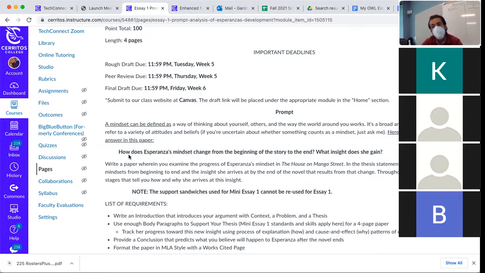Julissa, it looked like you were focusing on this question here in the center. How does Esperanza's mindset change? And that is, I think, the first thing we should put here in action. Answer the question in bold, okay? When you get lost or stuck or you have writer's block, go back to the prompt and look at what is the central question that your paper has to answer. That's this one right here in bold at the top. How does Esperanza's mindset change from the beginning of the story to the end? What insight does she gain? So I'm going to write that here on the board under action. That is probably the most critical action for you to take.